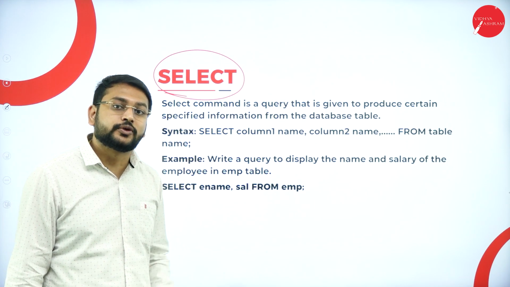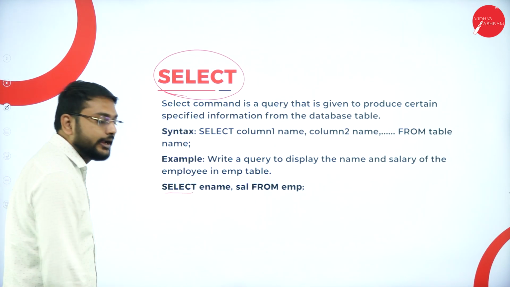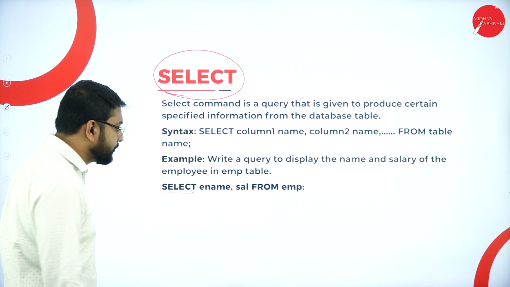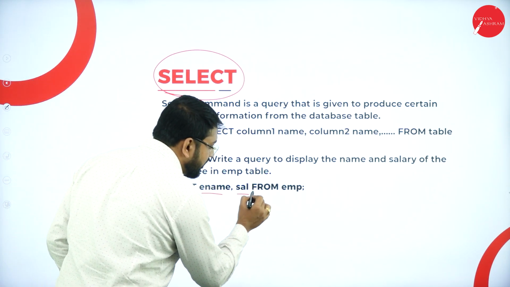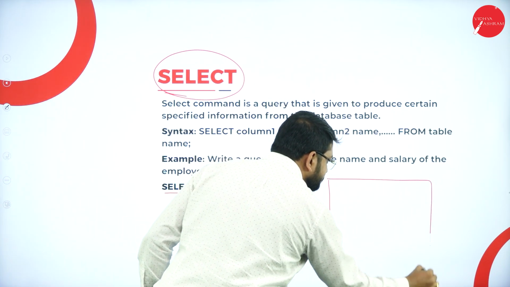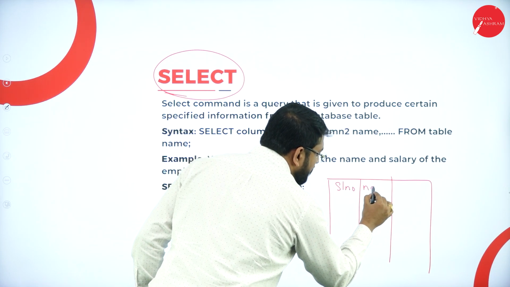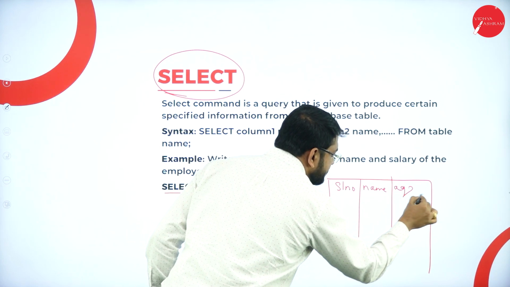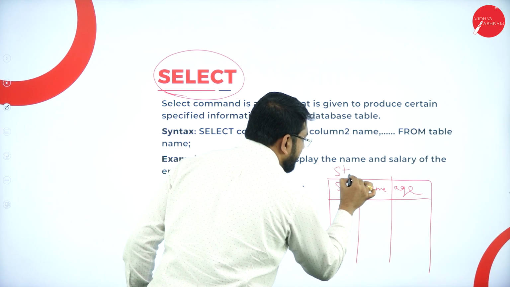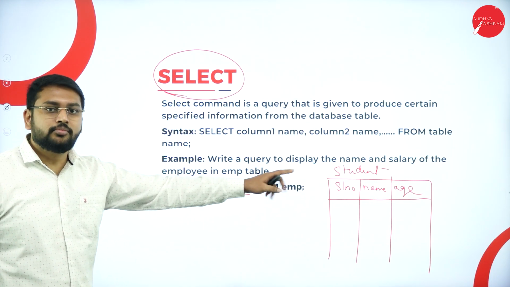So what is the syntax for that? It's very simple. So guys, first you will write the keyword select, and you will specify the columns that you want from the table. Imagine I have a table like this. I have 3 columns: serial number, name, and age. 3 columns I have in the student table. What is the name of the table? Student table. I want to select only serial number and name.